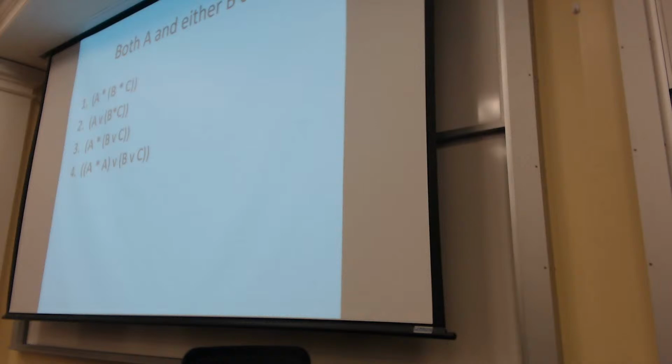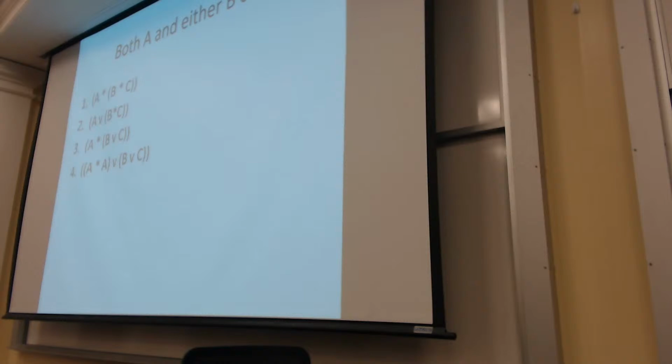All right, both tells us to open a parenthesis. A, and either tells us to open a second parenthesis. And then we get B or C. And then at the end of the sentence, we close an even number of parentheses equal to the open parentheses. So that is the proper way to translate this. Both A and either B or C.